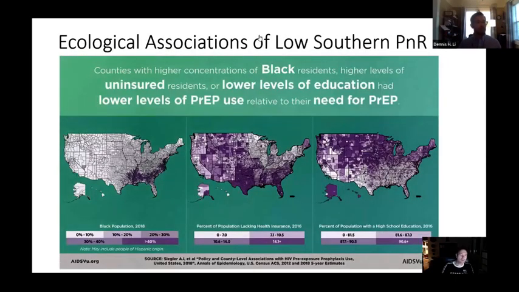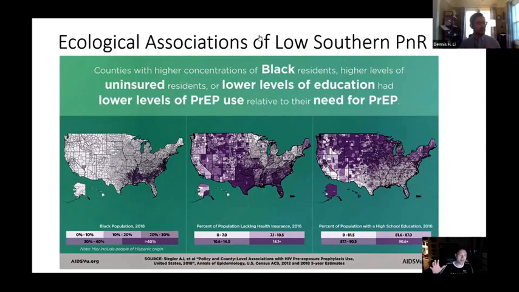And when you start to look at maps of related health concepts and social determinants of health, you can see this ecologic pattern play out. The map on the far left is the Black population in 2018. The Black population is represented here in the darker shades of purple as counties that have 30 to 40% or more than 40% Black residents in a county.